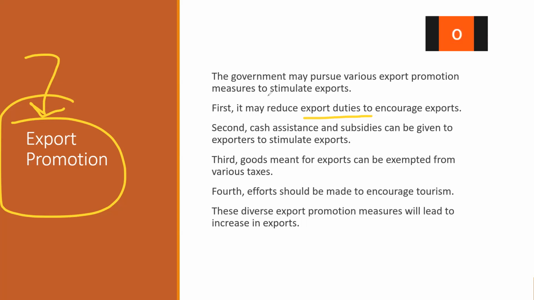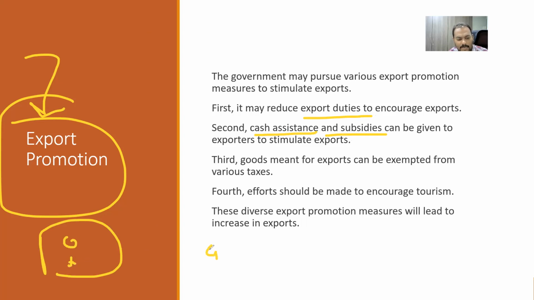Yes, sir. Right. Number two is government can give cash assistance or subsidies. Suppose you are in an export oriented industry. If government gives you financial assistance, it will encourage you to export more. So that's the second way by which exports can be encouraged: government can give cash assistance and subsidies for exporters. When there's a financial benefit given by the government to the exporters, it will encourage exports, and more exports is good for the country.